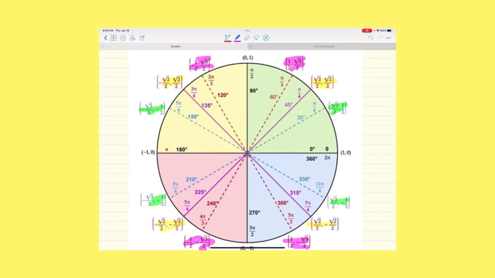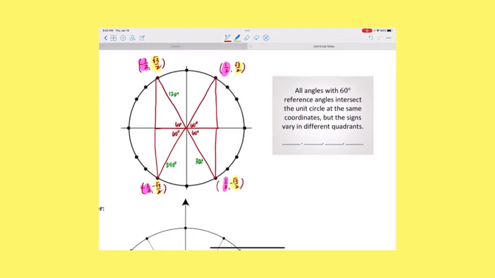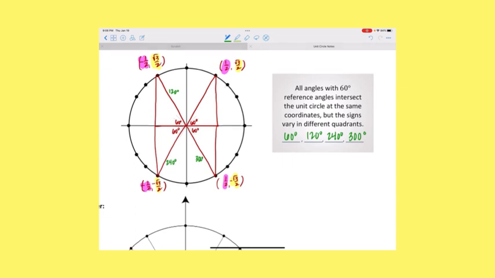Okay, so we're going to put it all together, make our own little unit circle here. And let me just fill this last part in because I forgot. All angles with a 60-degree reference angle intersect at 1/2 and radical 3/2. So that was the 60, the 120-degree angle, the 240-degree angle, and the 300-degree angle. Those all intersect at the same coordinates. They have the same value for cosine. They all have the same value for sine. The only thing that's changing is positive versus negative.